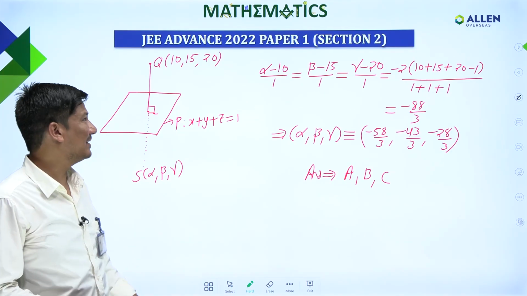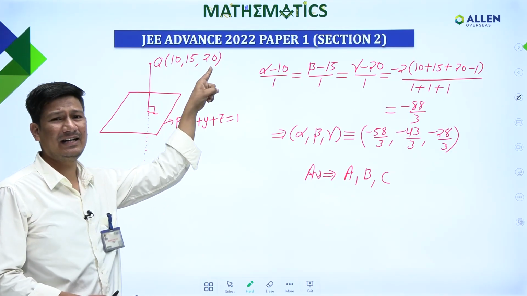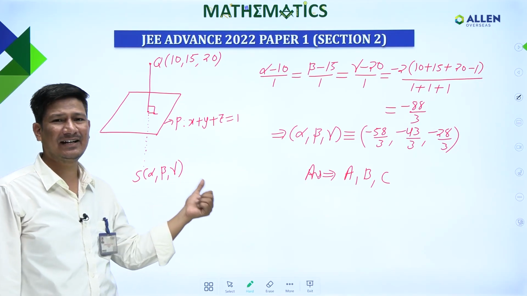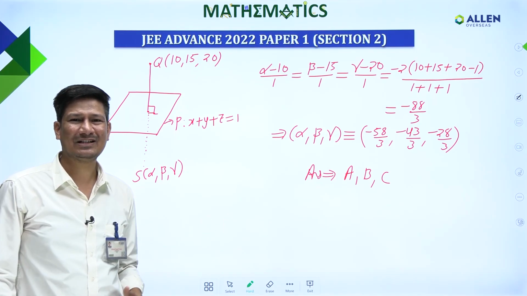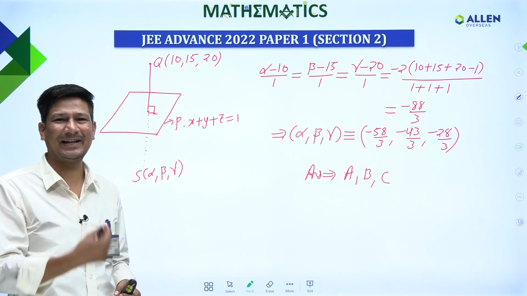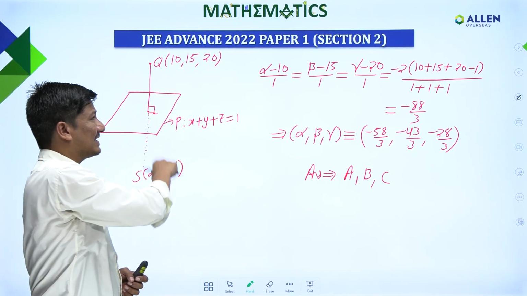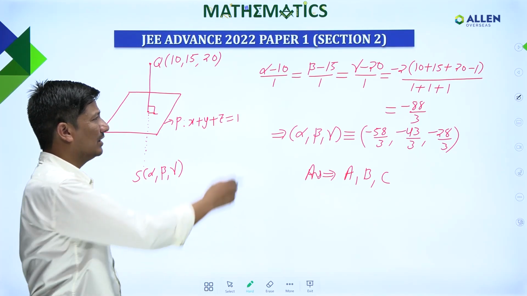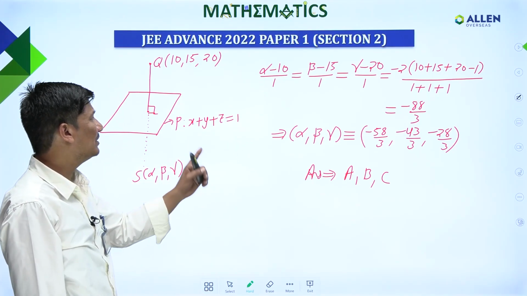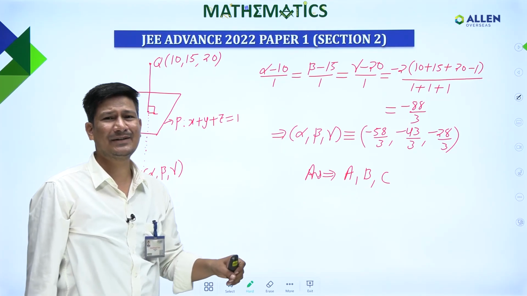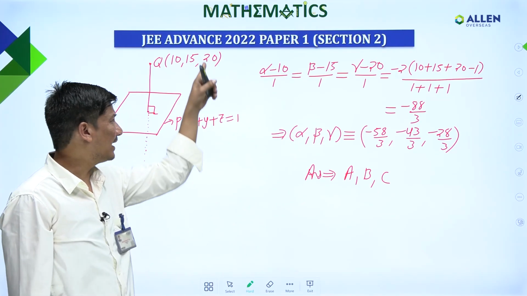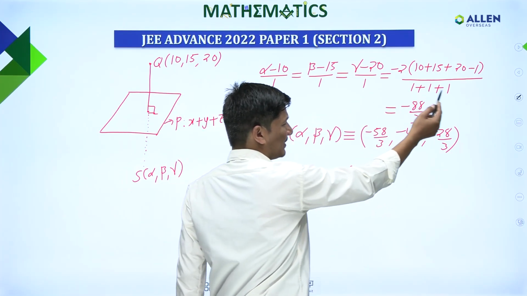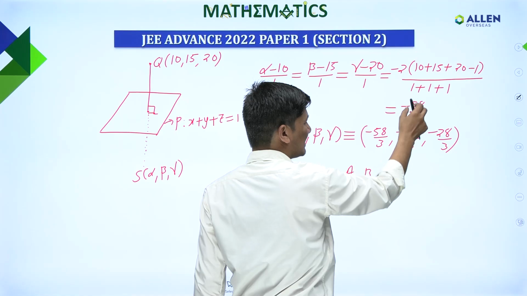We have to calculate the image of the point 10, 15, 20 in the plane x plus y plus z is equal to 1, and its coordinates we have assumed as alpha, beta and gamma. Now guys, everybody is familiar with the formula for the image of a point in a plane. The formula is: alpha minus 10 upon 1 is equal to beta minus 15 upon 1 is equal to gamma minus 20 upon 1 is equal to minus 2 times, put the point in the equation of the plane, 10 plus 15 plus 20 minus 1 divided by 1 plus 1 plus 1. After solving, it comes out to be minus 88 by 3.